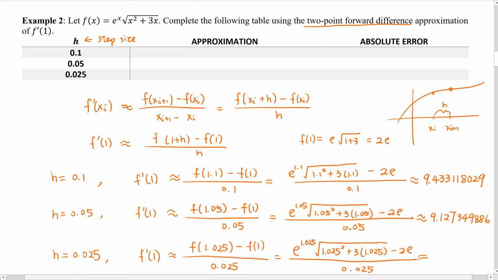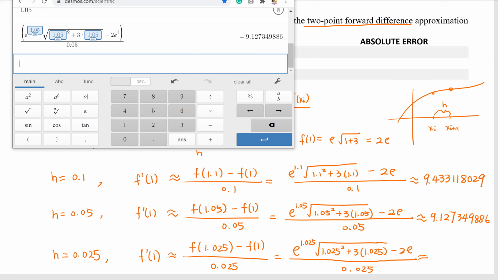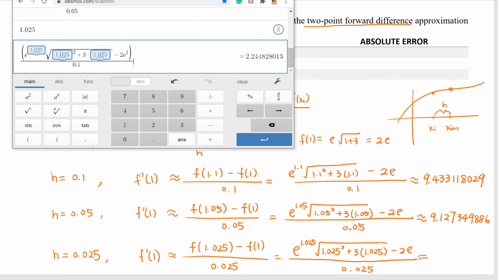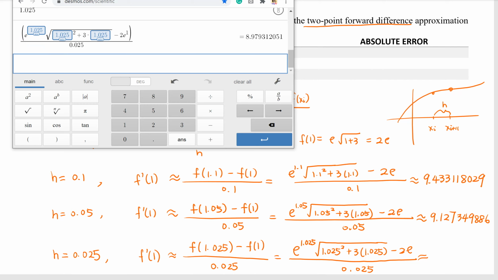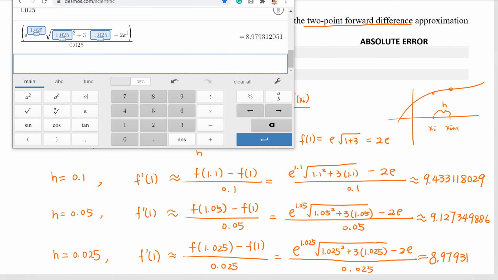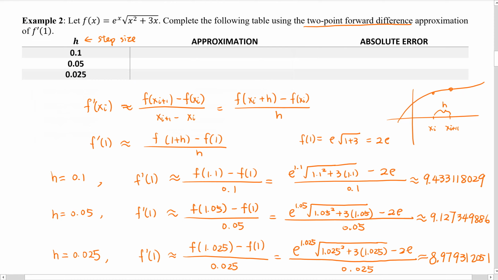All right, let's see. Okay, so we changed the number to 1.025, and then you click enter, and then you go up to the previous equation, copy it, and then what do you change now? You see, at the bottom, we changed to 0.025. And the answer is 8.97931, 8.97931, and then 2051. So far, so good, everybody?